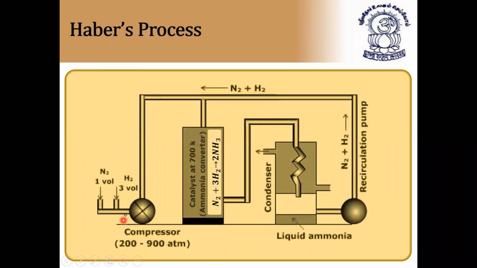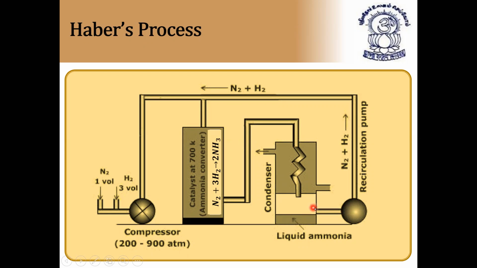Next, this is the Haber's process. One volume of nitrogen and three volumes of hydrogen are taken in a container, and then we have a compressor where you get pressure. This nitrogen gas and hydrogen gas is highly compressed using high pressure, that is 200 to 900 atmospheres. Then they go to the catalytic converter, that is the ammonia converter. With the catalyst at 700 kelvins, it forms ammonia. This ammonia gas is condensed, and finally you get liquid ammonia.